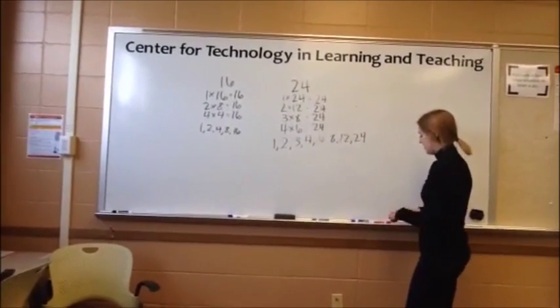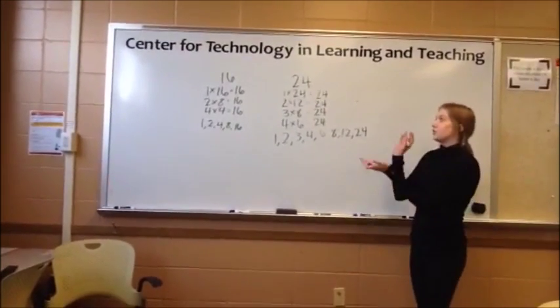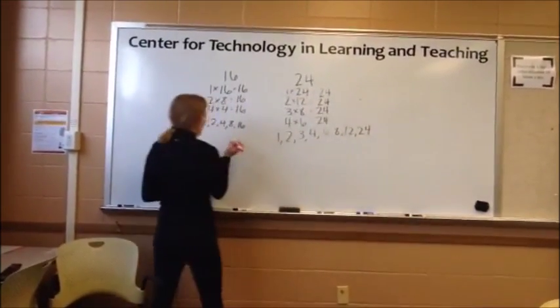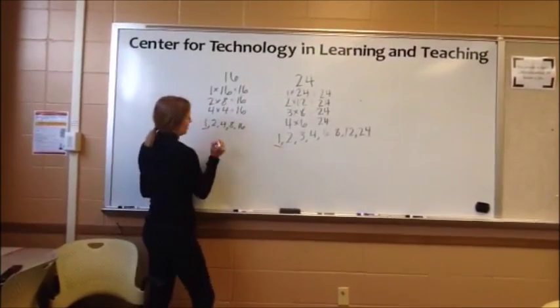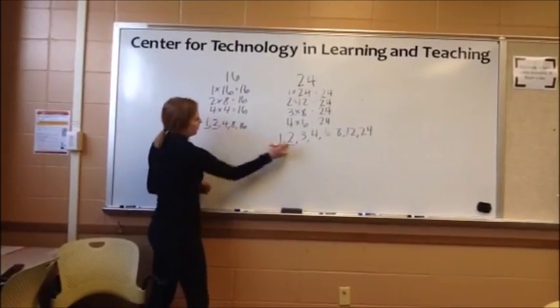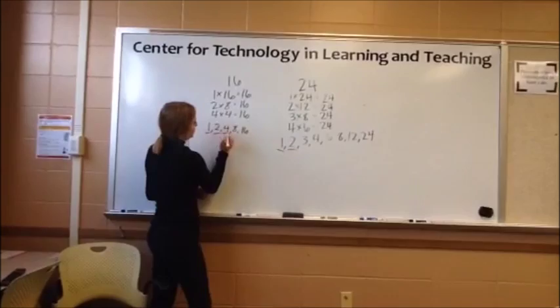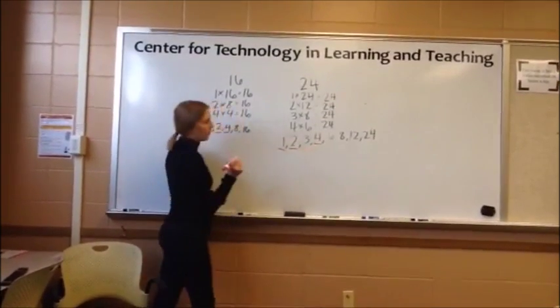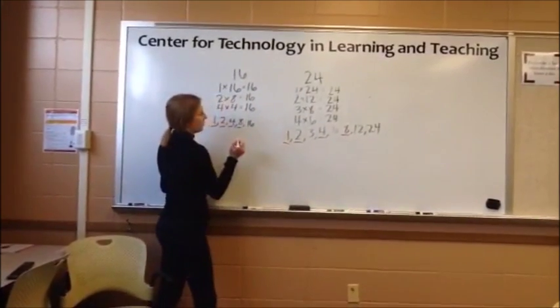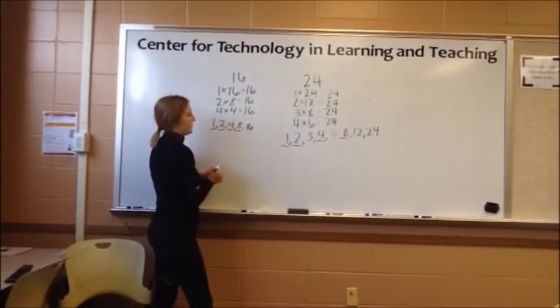And just like in our last example, I can now look at all the factors that 16 and 24 have in common. So I know that they have 1 in common, they have 2 in common, there's no 3 in 16, so I know that we can move on. They have 4 in common, I see an 8 in common, and that's all the common factors that I see.